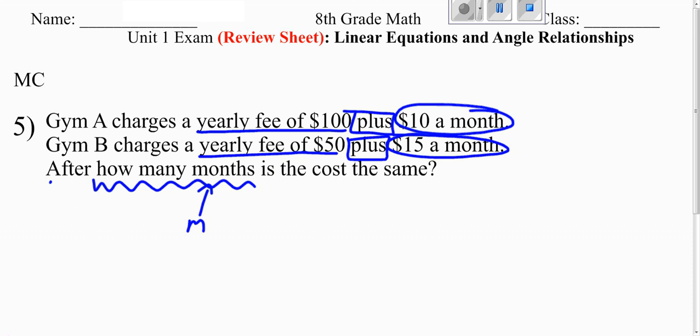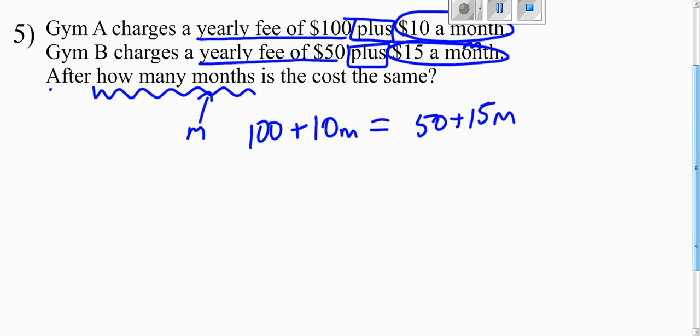If I look in the question, anywhere I see the word month, I can put an M next to it because I'm going to need a variable. So Gym A is 100 plus 10M. Gym B is 50 plus 15M. And it wants to know when they're going to be the same. So I set them equal.